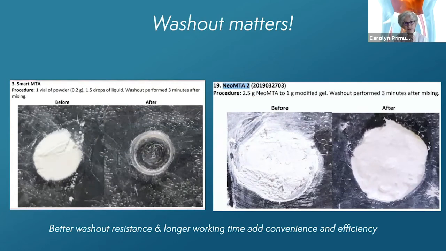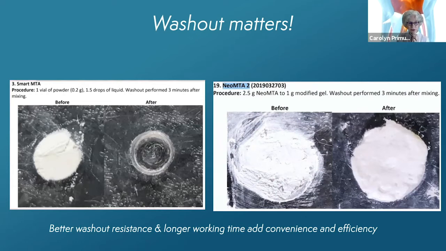Washout. Washout is a feature that may be important to you, especially if you place a material and then want to do your crown prep. We've tested the Smart MTA material and found that when you go from before and after a test, the Smart MTA material can become completely washed out. And this was done after 3 minutes after mixing and placement, which is supposed to be the setting time for this material. In contrast, Neo MTA2 did not wash out when tested in precisely the same way.